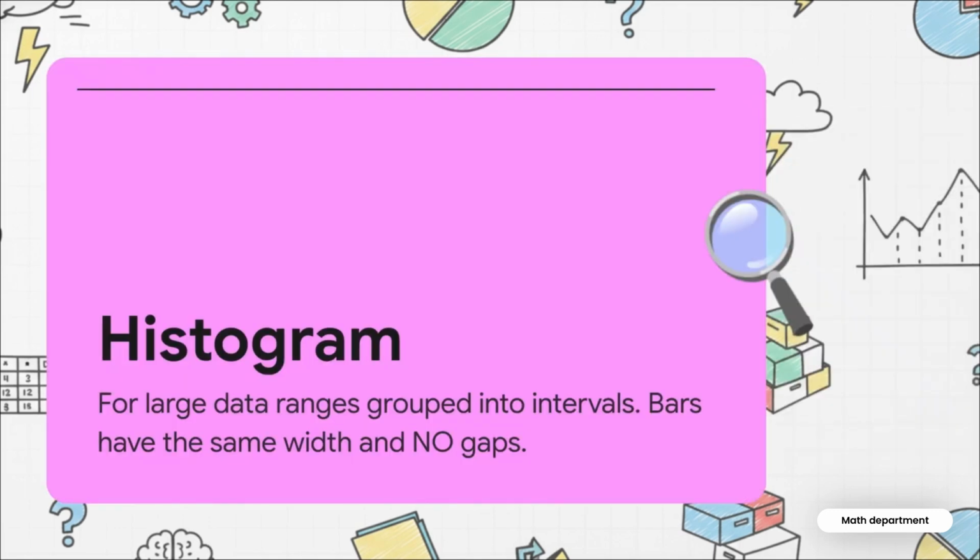So what happens when we have a massive range of data? Think about math test scores in your class, ranging all the way from 4 points to 59 points. Doing a dot plot for 55 different numbers would take forever. For that, we use a histogram.